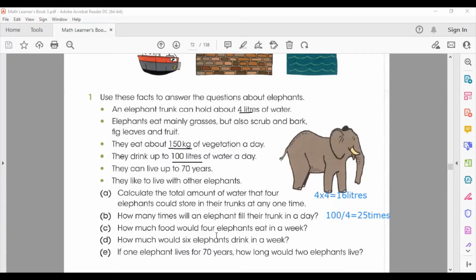How much food would 4 elephants eat in a week? One elephant can eat 150 kg in one day. And how much food would 4 elephants eat in a week? So in a week, how many days? 7 days. Okay, how many elephants? 4 elephants. First of all we need to find the amount for 4 elephants in one day. 150 multiplied by 4.